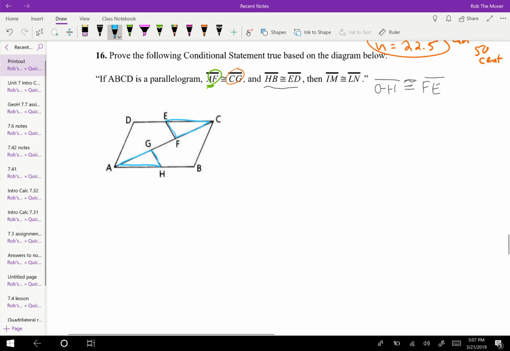Now, again, if I had given information, the first thing is you would basically just write out the given information. And that would be that it's a parallelogram, you have this and this. Just write that all down. I'm not going to waste my time and talk about it.